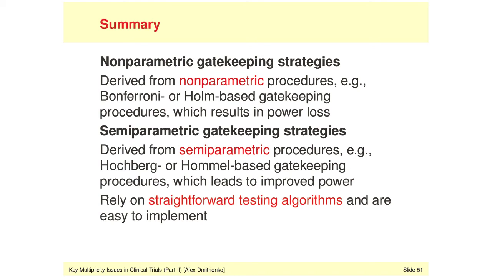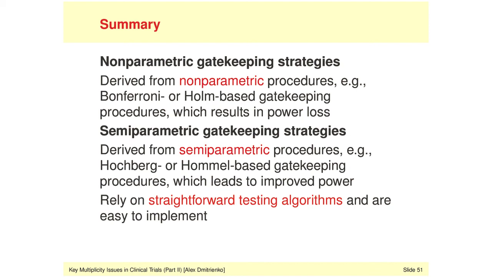There is one section left in this module. We still need to discuss the important topic of software implementation of parallel gatekeeping procedures. And on this slide, I will summarize the key points from this module. In this module, we have restricted our attention to a class of multiplicity problems with several families of null hypotheses, where each family serves as a parallel gatekeeper for the next family. We have considered two classes of parallel gatekeeping procedures that are defined using nonparametric tests, for example, the Bonferroni or Holm tests, and also procedures based on semiparametric tests, such as Hochberg-based parallel gatekeeping procedures.